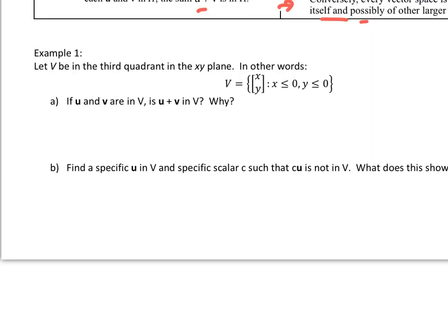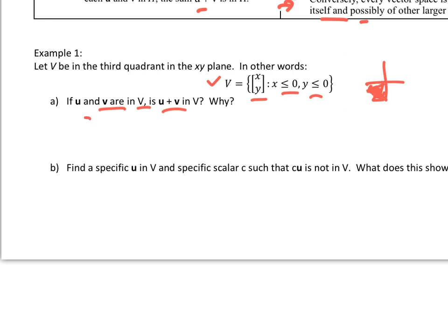So example 1: what we want to do is see if our possible vector space V is a vector space in the end. So it has to hold true. It has to be closed under addition and closed under scalar multiplication as well. If I take this set of coordinates (x, y) such that x is less than or equal to 0 and y is less than or equal to 0, we're in the third quadrant here. If I take any vectors going this way and add them together, I think I'm going to be okay. So if u and v are in this space V, is u plus v in that space?